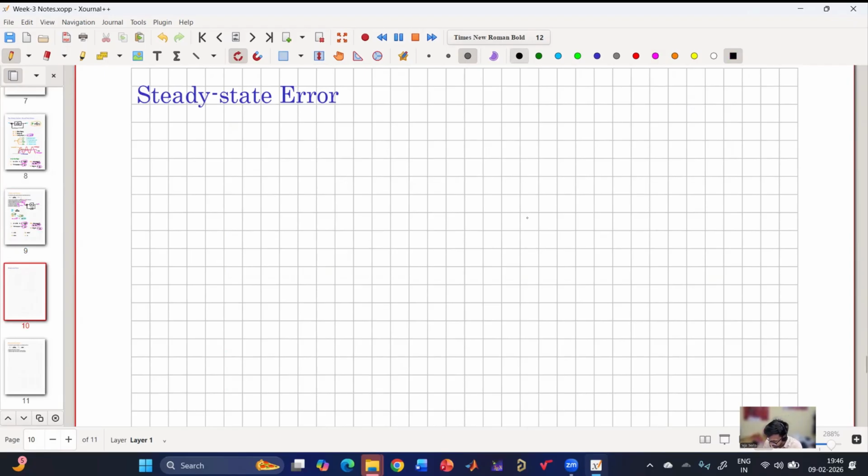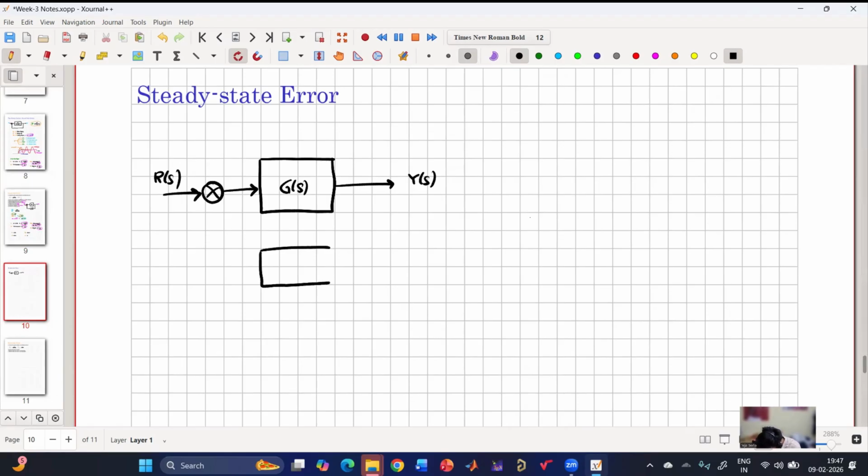Okay, no problem. So in the steady state error, basically we discuss the steady state error of the system. So let us consider the same negative feedback. It can be of any order: G of s, H of s, R of s, Y of s, with plus minus at the summing point, and this is the error, E of s.